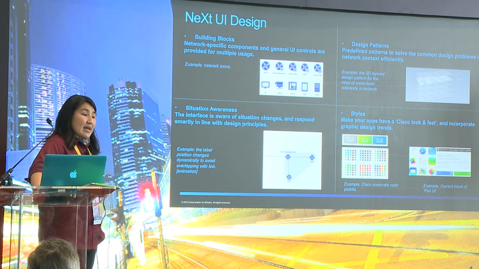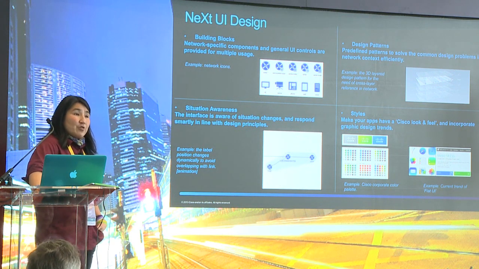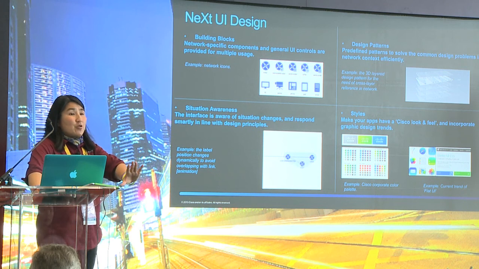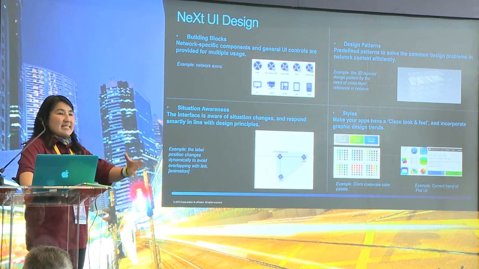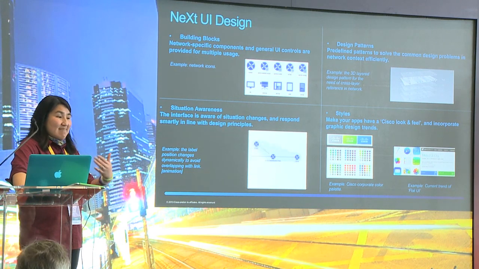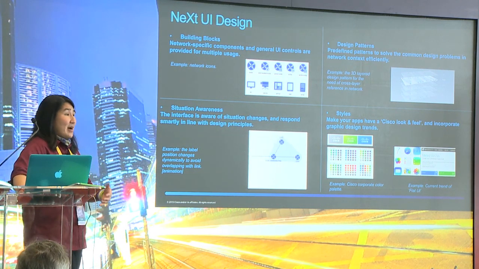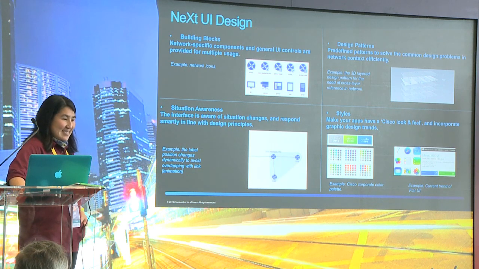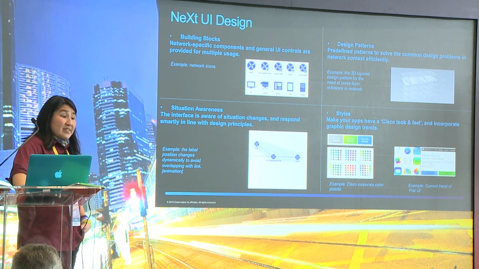So both network-specific components as well as general UI controls. You might see some different general UI toolkits that let you make tables and have buttons and things like that. But obviously, we're looking at network-specific components as well. So how do you show routers and switches and wireless controllers and things like that? So we have networking icons and so on.